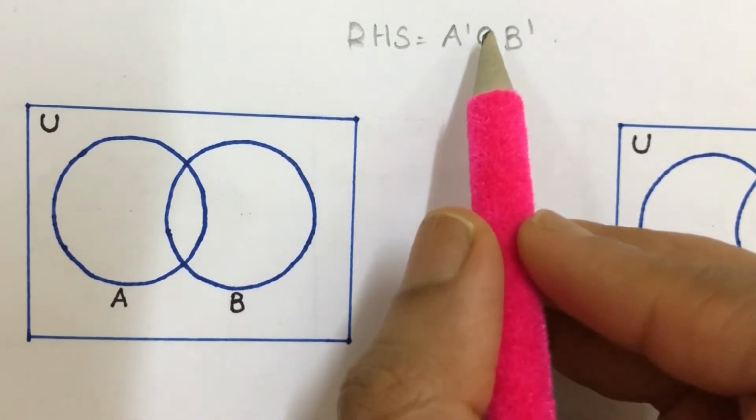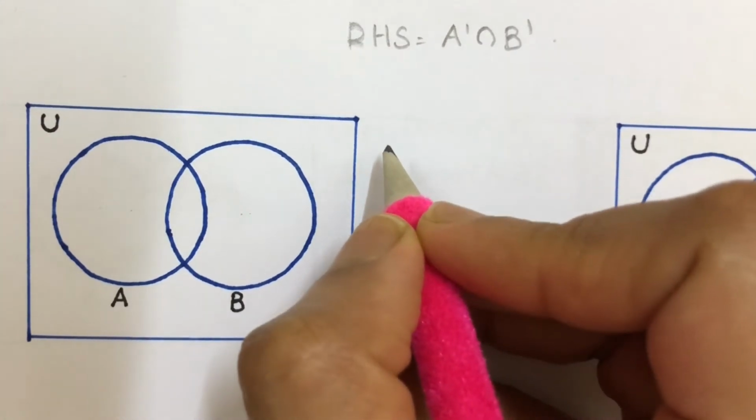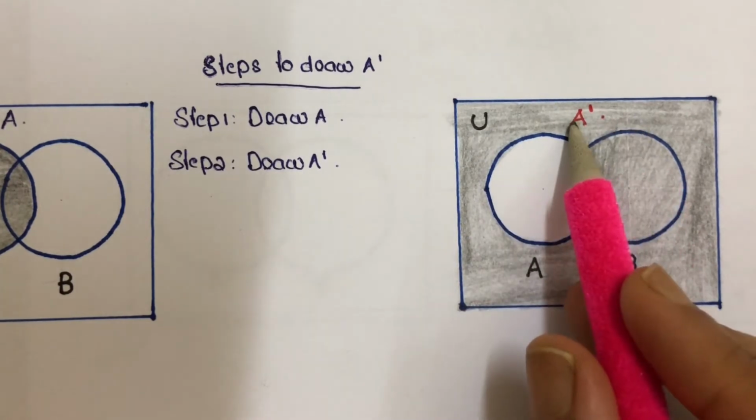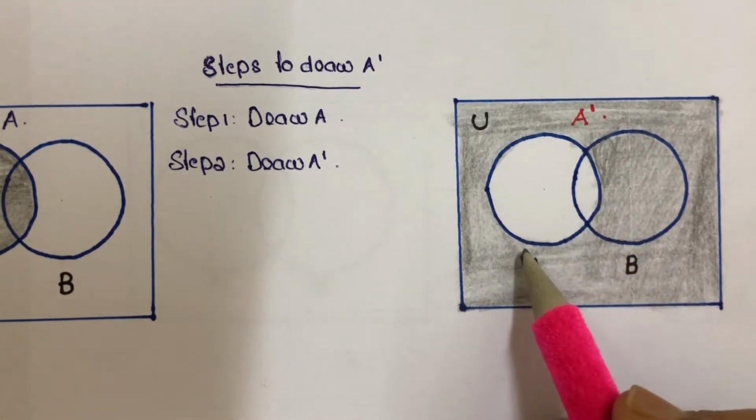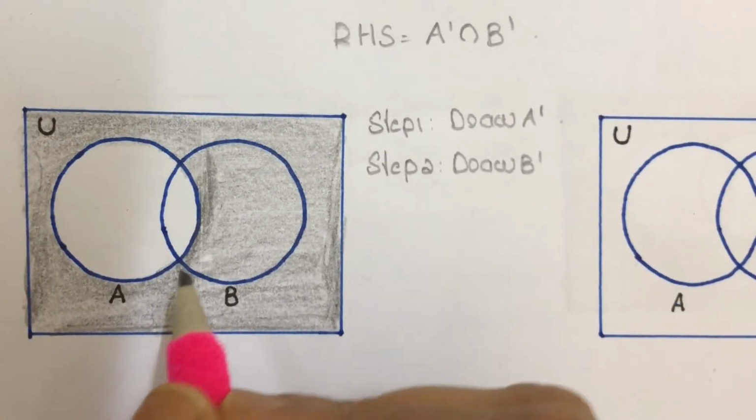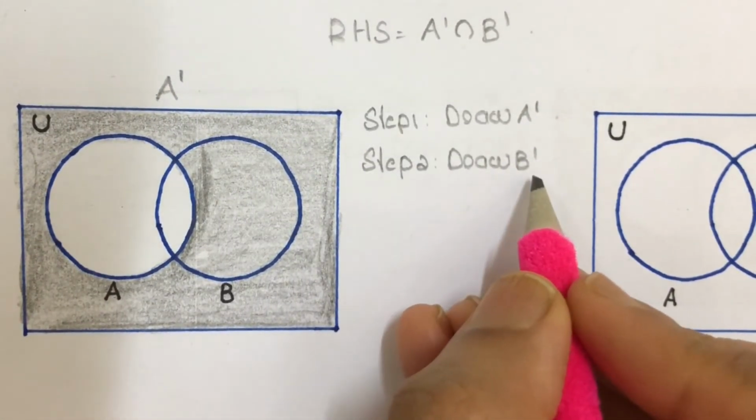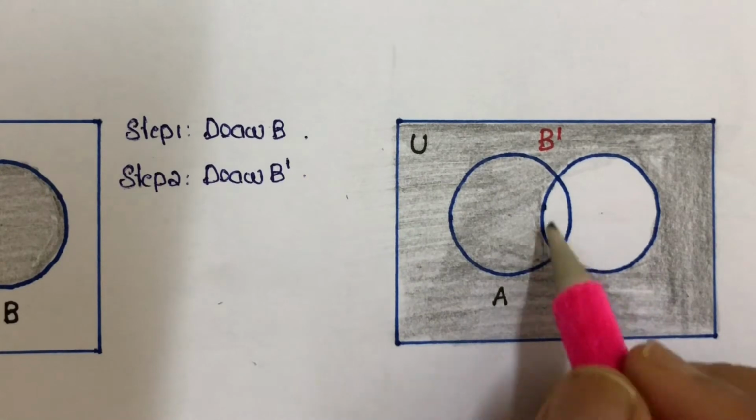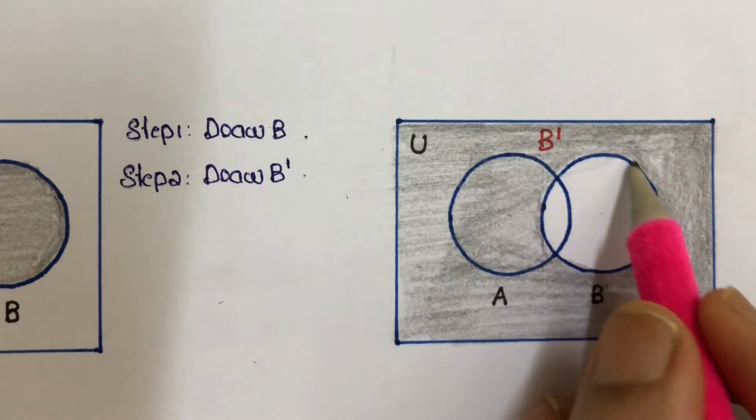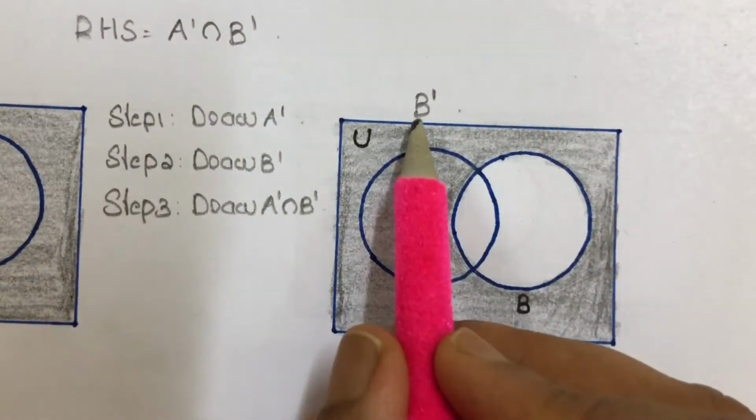RHS is A complement intersection B complement. Step 1, draw A complement. We already found the area of A complement, right? So you can shade this area, that means the area other than A. This is A complement. Now step 2, draw B complement. We already found the area of B complement, that is the area of the universal set other than B. Shade it on the second figure. Now this is B complement.